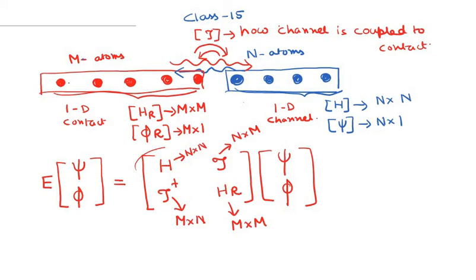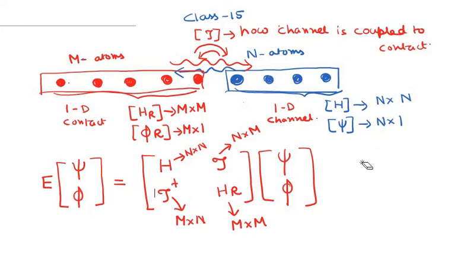And in the last class we were discussing the case of M contact atoms, which are coupled to the N atoms in the channel. We considered this channel as an entire unit and this contact as an entire unit, and we wrote the discrete form of Schrodinger's equation, which is the matrix version of Schrodinger's equation, in this format. Here I repeat that this Hamiltonian H is the Hamiltonian of the isolated channel.